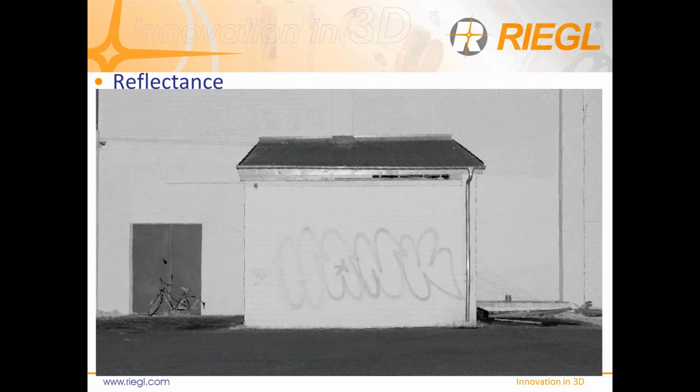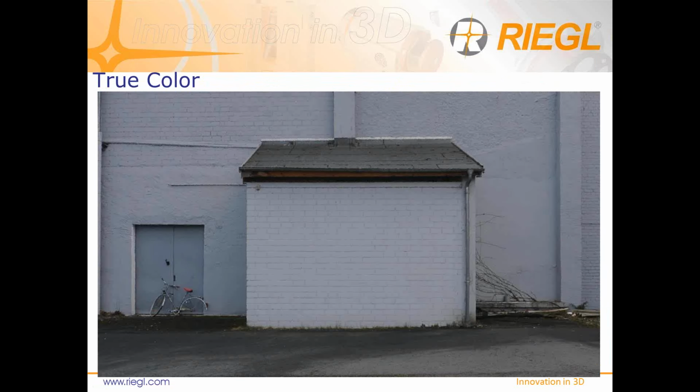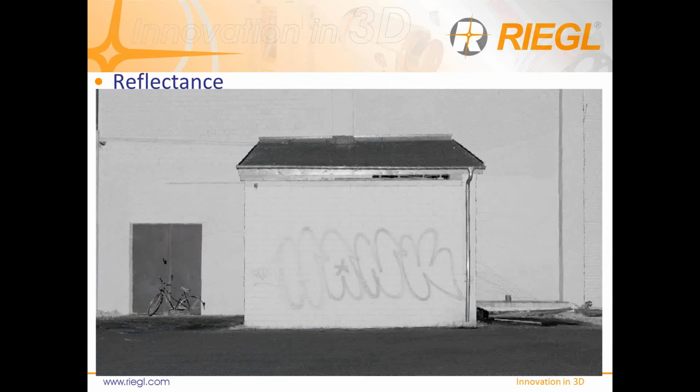Right. Again, this is an active system, so it provides its own light source. And whenever the light hits a surface that doesn't have the graffiti, it reflects differently versus when it hits the surface that does have the graffiti. So therefore, you can see the graffiti pop up when viewed in reflectance versus true color. Right? So that's a very strong and powerful and unique tool that our system offers.